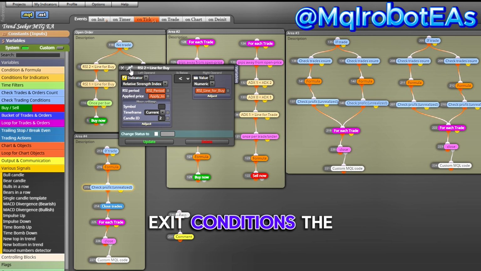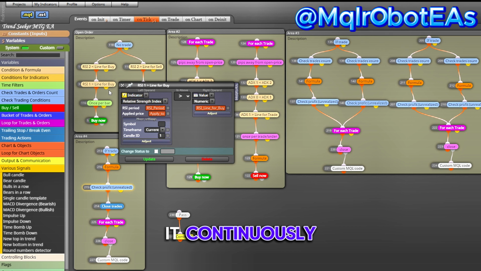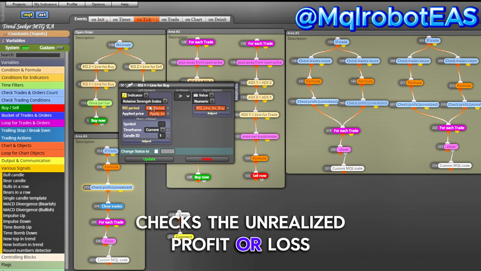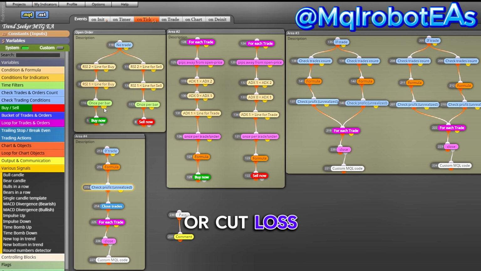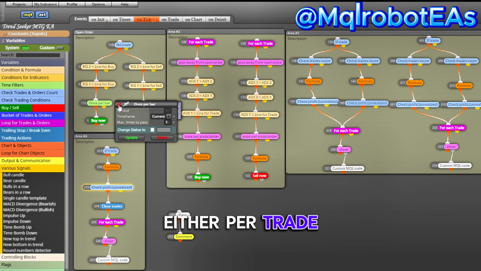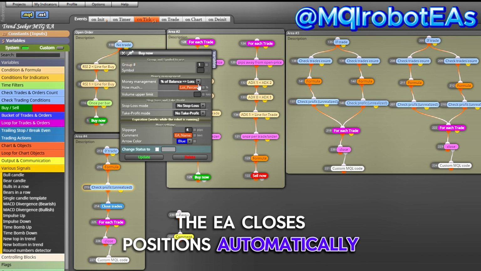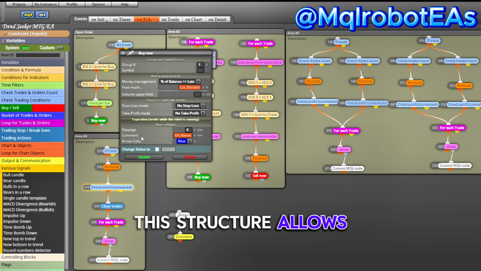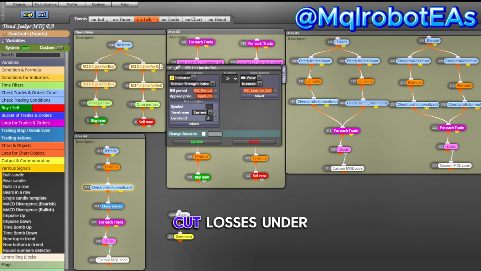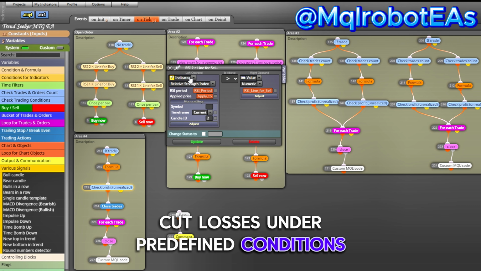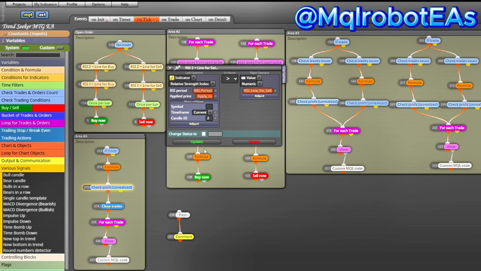Exit conditions. The EA uses a dynamic closing system. It continuously checks the unrealized profit or loss of open trades. When a certain profit target or cut-loss percentage is met, either per trade or for all trades in a group, the EA closes positions automatically. This structure allows the EA to secure profits when targets are hit, cut losses under predefined conditions, and apply both individual and group-based exit logic.